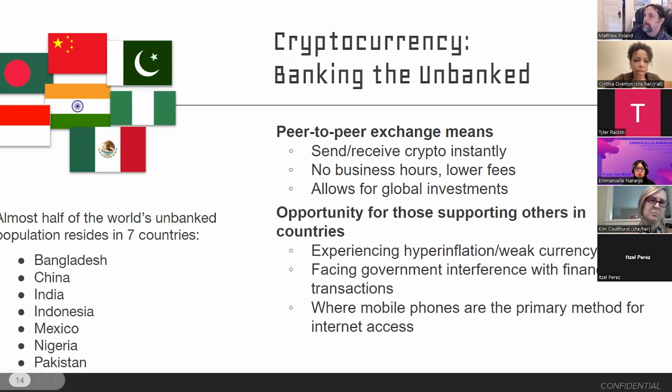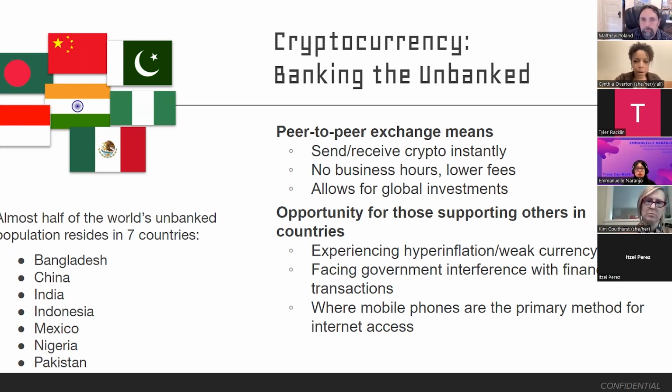So yeah, Cynthia. Yeah, so let's think about some of the advantages of cryptocurrency and some possible ways to use it. Globally, when we think about crypto, it could be an interesting solution for your stakeholders living in the US and supporting families in other countries. To the left, you'll see the 7 countries where almost half of the world's population that is unbanked resides. You have Bangladesh, China, India, Indonesia, Mexico, Nigeria, and Pakistan. So with cryptocurrency, you can send transactions instantly.